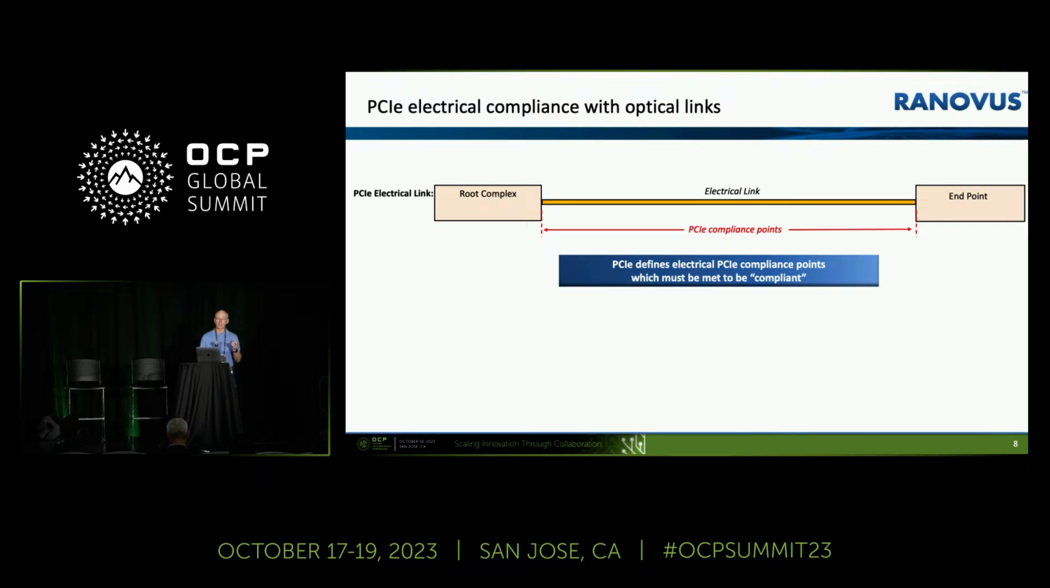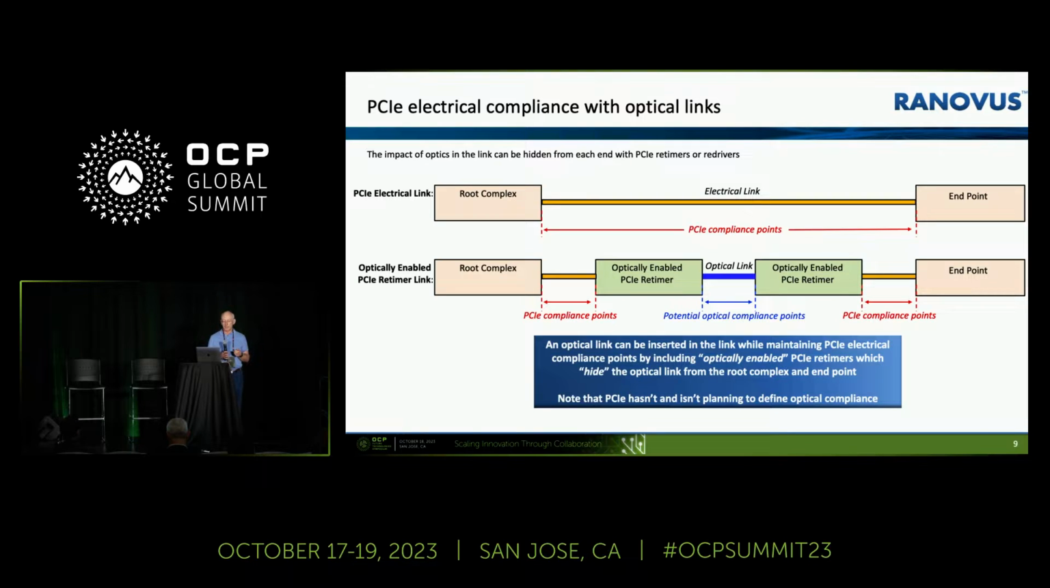In terms of PCIe compliance, I'm showing here a root complex and an endpoint, and in between is a copper cable, and in red I've delineated where the PCIe compliance points are. That's what people do today. Those are the standard PCIe link. Now in this second picture, I'm showing an optical link that's embedded in this PCIe link. What I'm using in green boxes there is what's called an optical enabled PCIe retimer. So this is a PCIe retimer that has optics with it, and then you have an optical link.